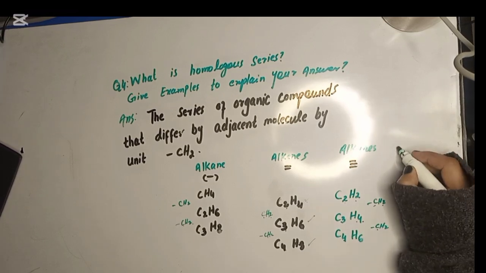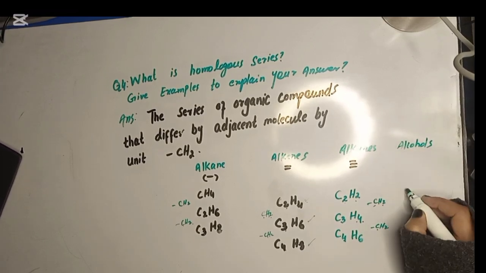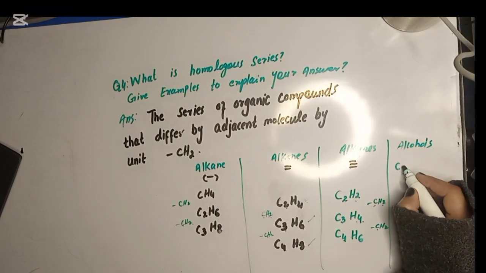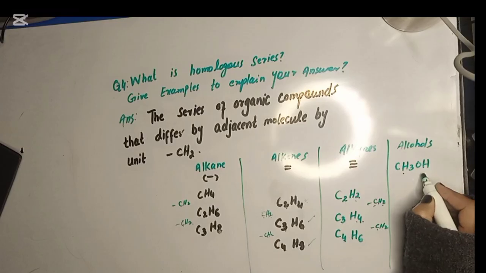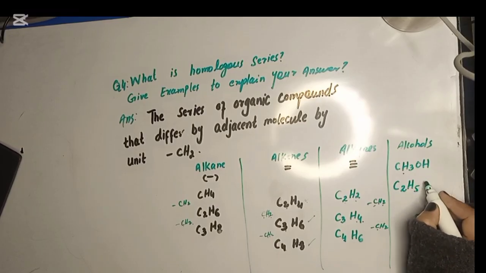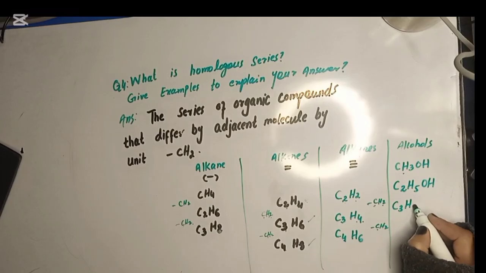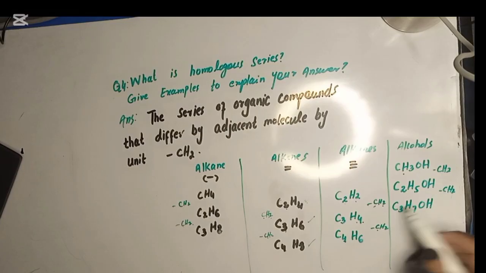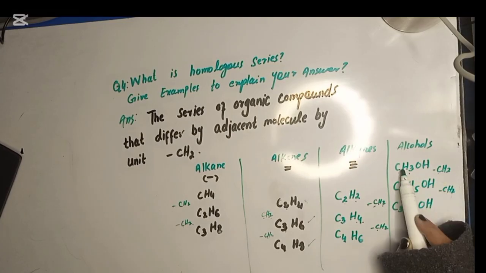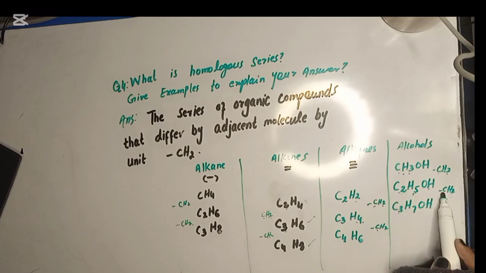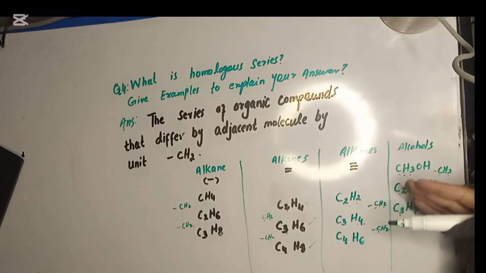Now if you want to write the alcohols, as we know, the first member of alcohol is CH3OH, methanol. Now add CH2: C2H5OH, then C3H7OH. Now what am I doing? On the addition of CH2, we get the next member. 2 carbon and 1 carbon make 3 carbon, 5 hydrogen plus 2 hydrogen is 7 hydrogen, and OH. This is an example of a homologous series. We will continue up to 10 and more.